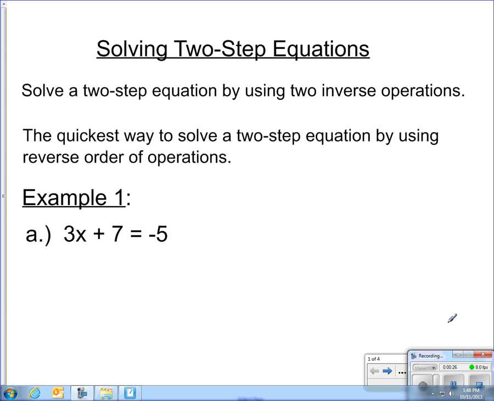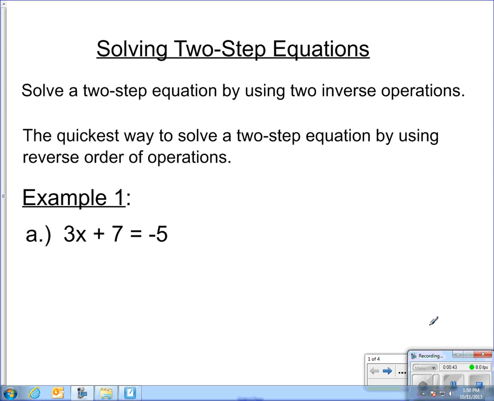In my opinion, the quickest way to solve a two-step equation is by using reverse order of operations. So if you think of your order of operations, reverse would mean get rid of any adding or subtracting first, then get rid of any multiplying or dividing, and then you can work from there.